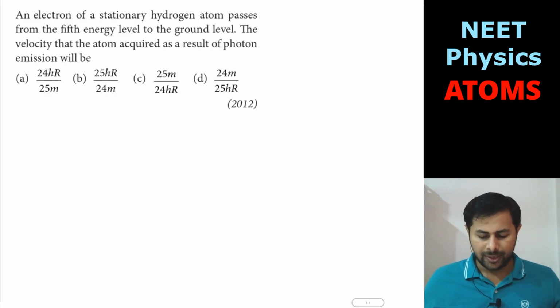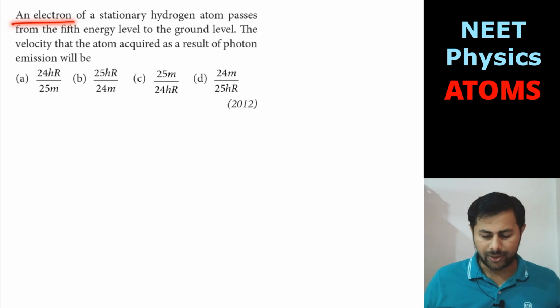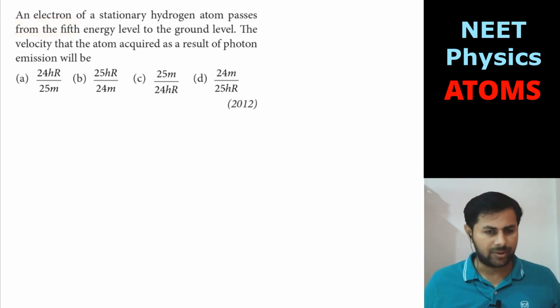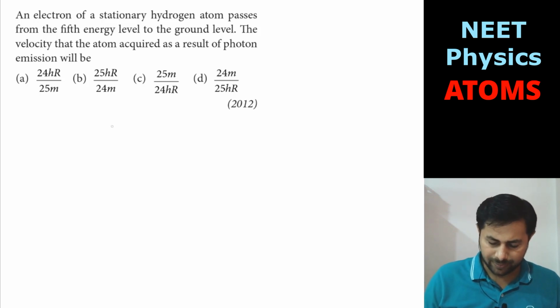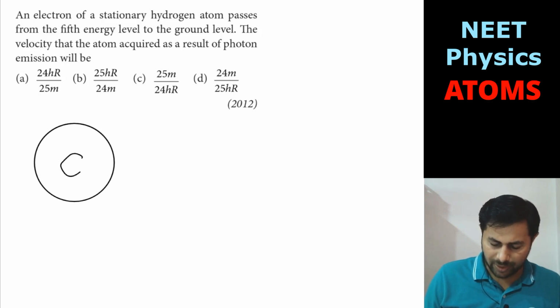Good. Then let's see the next one. An electron of a stationary hydrogen atom passes from the fifth energy level to the ground level. The velocity that the atom acquired as a result of photon emission will be. So the electron goes from the fifth level to the ground level. Let's say whatever level, so this is the nth level.